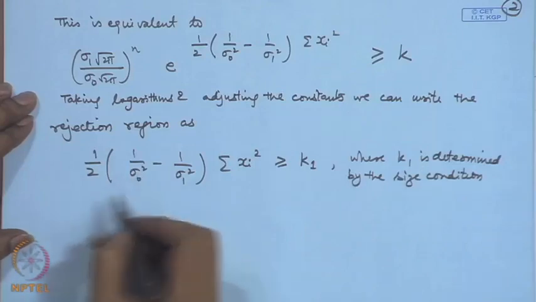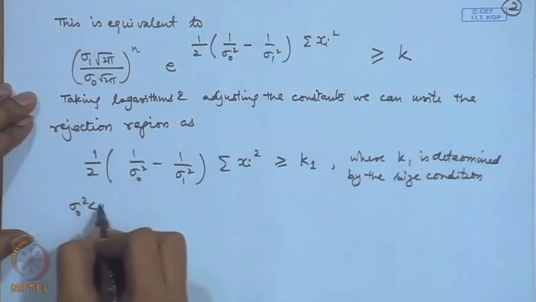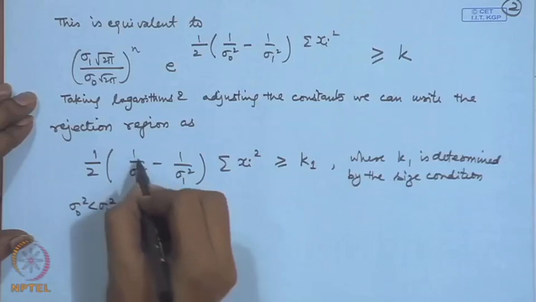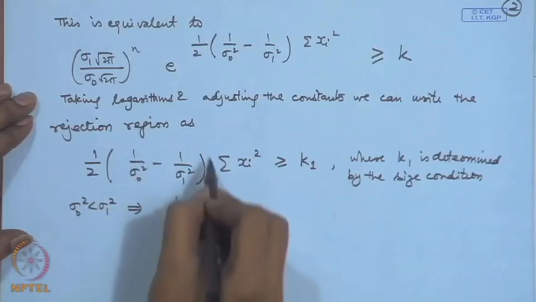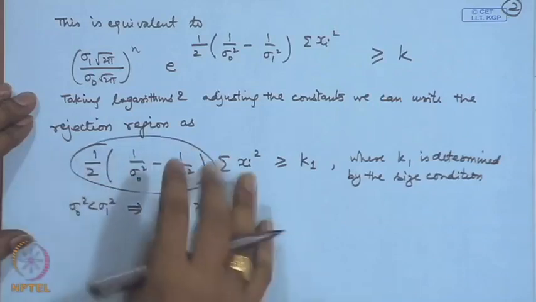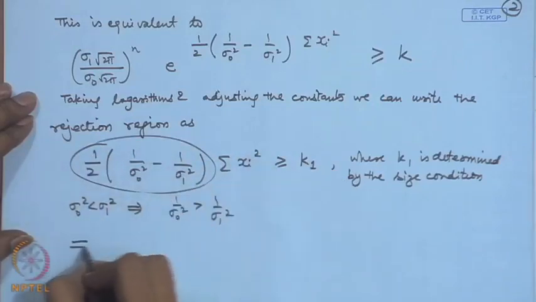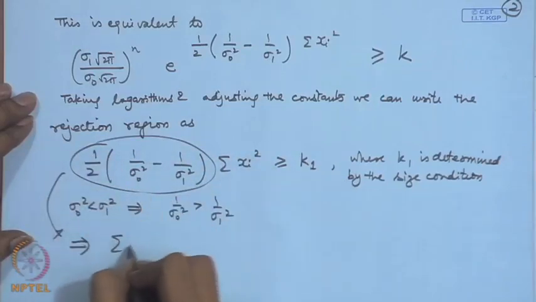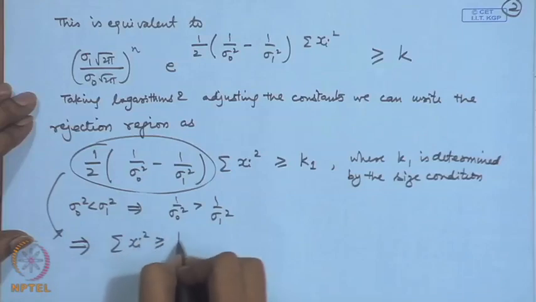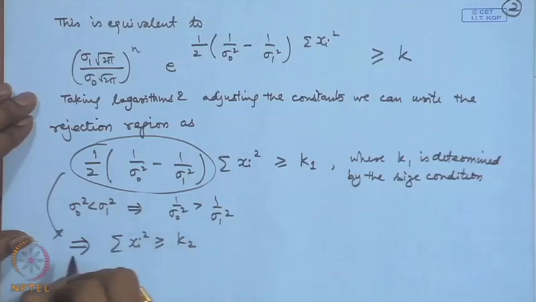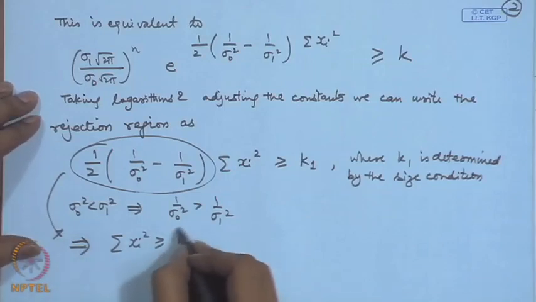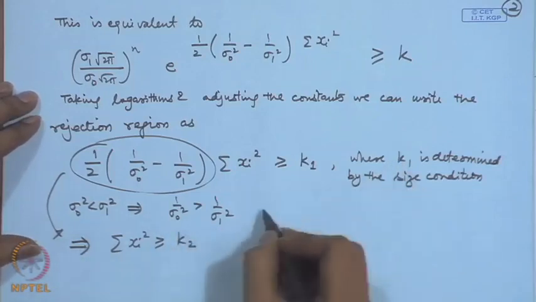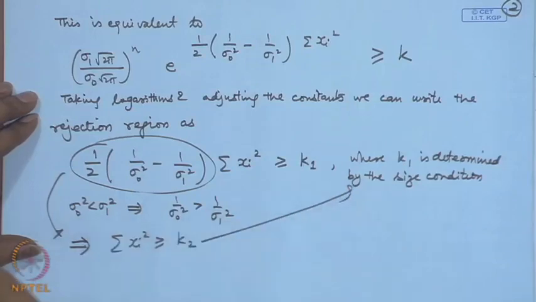Now, note here we had sigma naught square less than sigma 1 square. So, this means that 1 by sigma naught square is greater than 1 by sigma 1 square. Now, again this is a constant. So, I adjust this here. So, this is equivalent to saying sigma x I square is greater than or equal to some constant, say k 2. Now, let us look at the determination of k 2. So, if k 1 is determined by the size condition, then k 2 is also determined by the size condition.